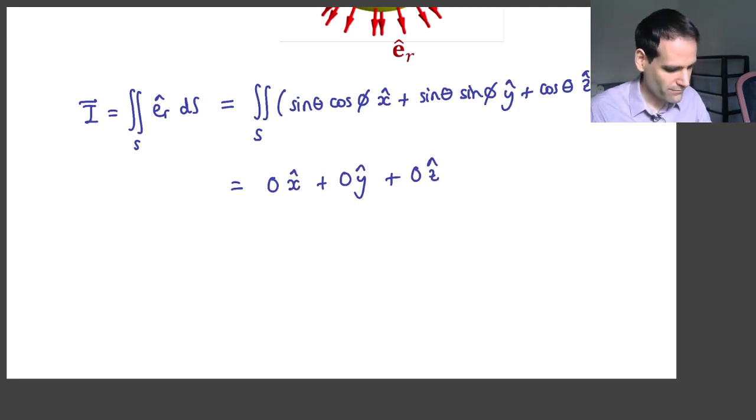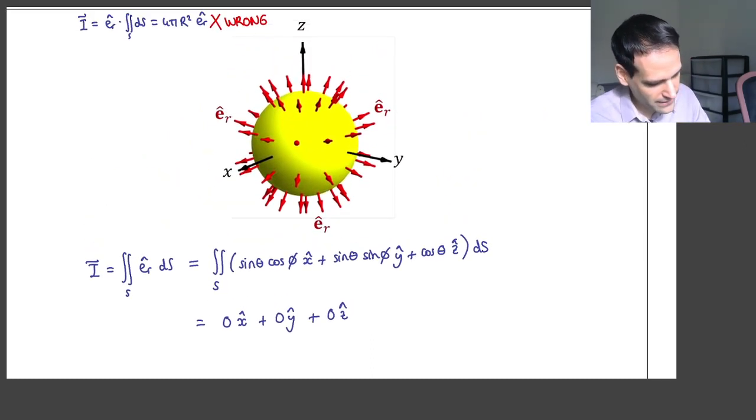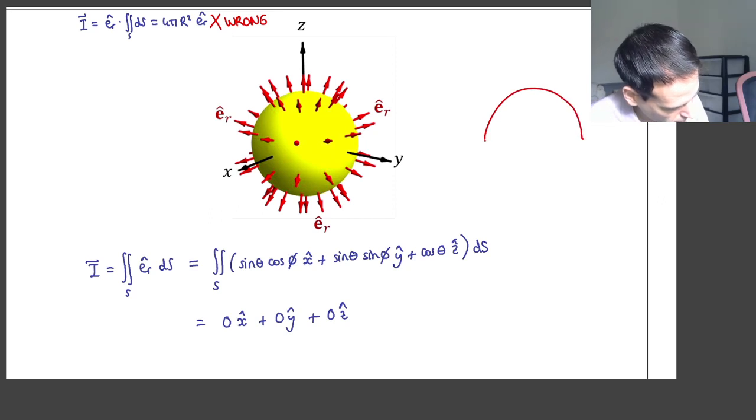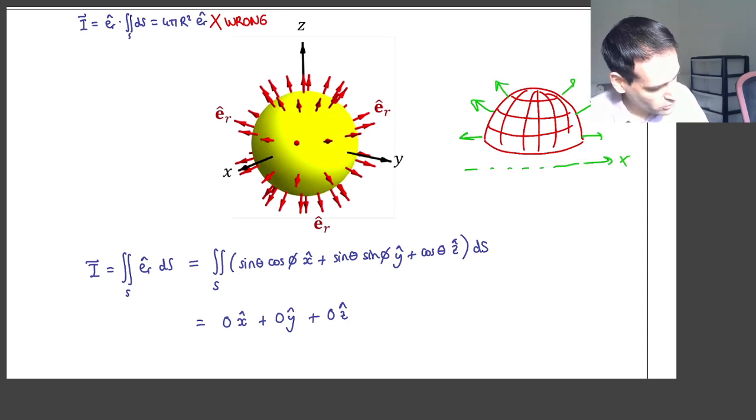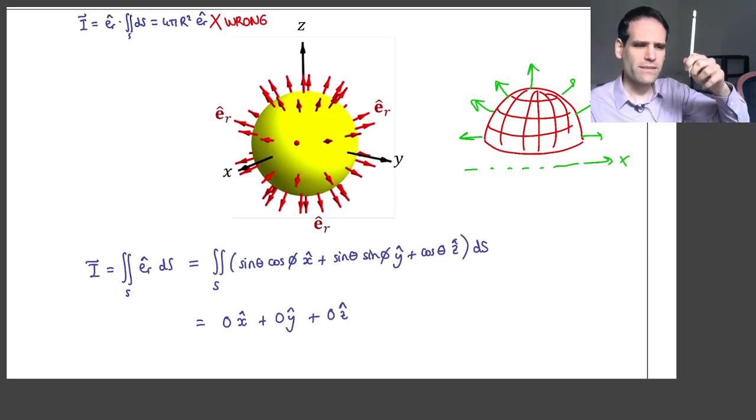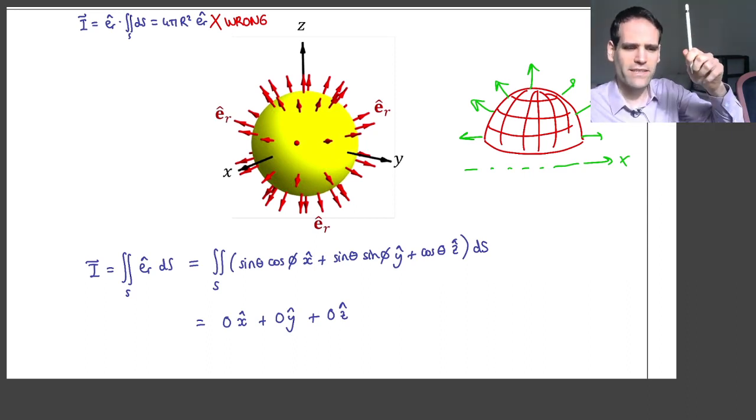Okay? If you want to try an exercise, maybe you could try integrating e_r, but only on the upper half of a sphere. Okay, so only on the upper half. So then your intuition should tell you that the x component and the y component of e_r should always cancel out, but you should have a net z component. Okay, so try it out, do this integral in half of a sphere and see what the result is. It should be only oriented along z.